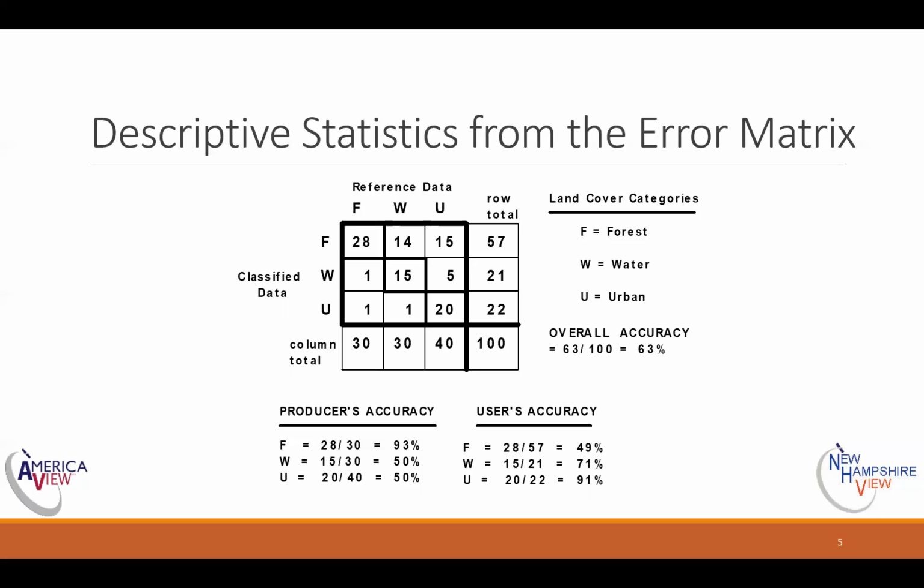And if you add those values up, 28 plus 15 plus 20, and divide by the total number of sample units, we get 63. 63 divided by 100, because there were 100 sample units here, that would be 63%. Okay, so overall accuracy. And then we need to look at what's called producers and users accuracy, because every error has two components to it.